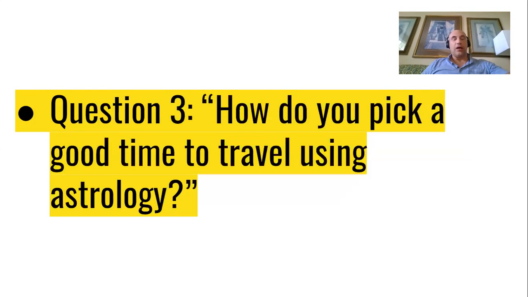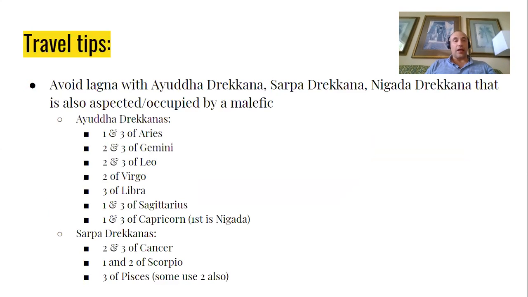Okay, third question. How do you pick a good time to travel? Speaking of traveling, this is a good question, but this one is more involved, so I'm just going to launch right in. And there's a number of things to look at. Here they are. First of all, you want a good ascendant. The ascendant of the chart is the key, just as it is to a human chart, as it is to a travel chart. And specifically, you want to avoid what's called an ayuddha drekana. Ayuddha means warlike, weapon. Also sarpa drekana and nigada drekana.